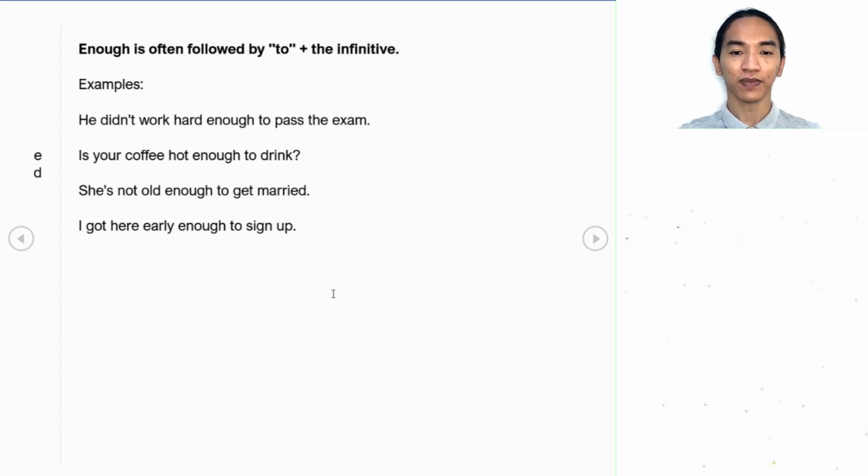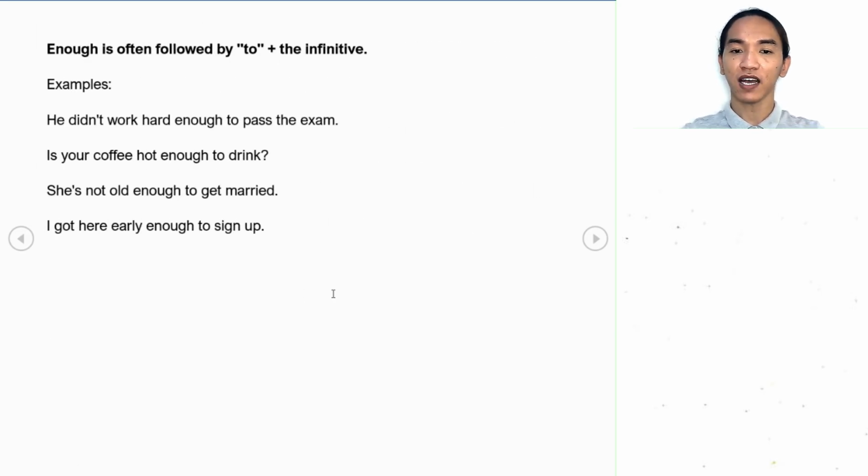All right, next. Enough is often followed by to, then infinitive. He didn't work hard enough to pass the exam. Okay, so after enough, then you can put to and then infinitive. Is your coffee hot enough to drink? She's not old enough to get married. I got here early enough to sign up. So actually, it's just giving the sense of purpose after your enough, and then the reason or the purpose.